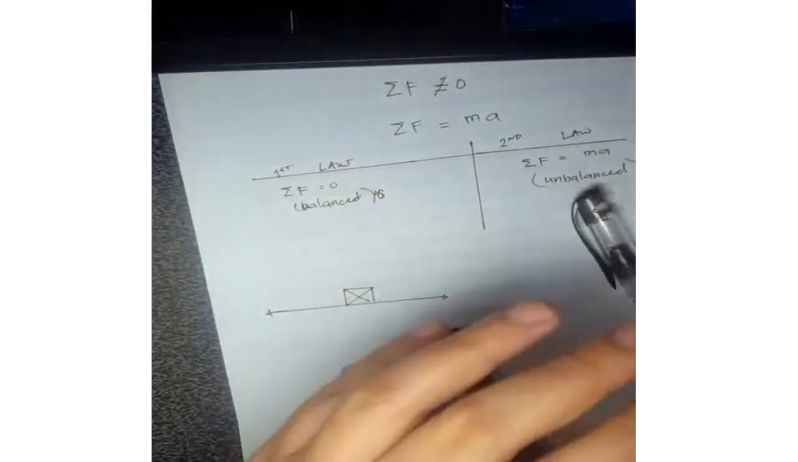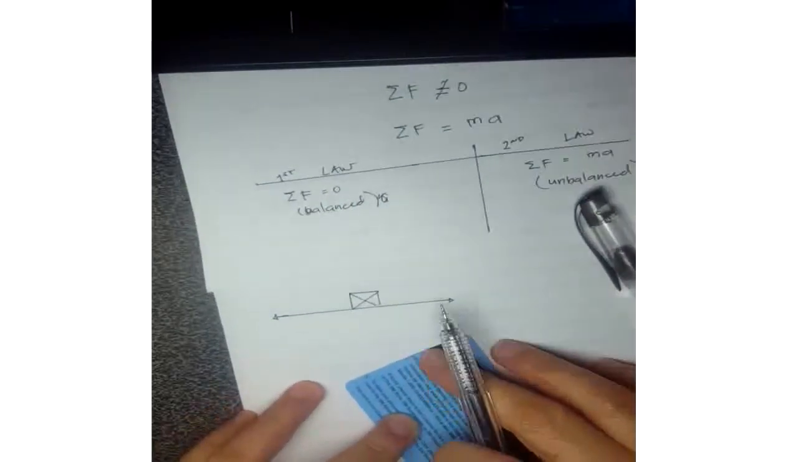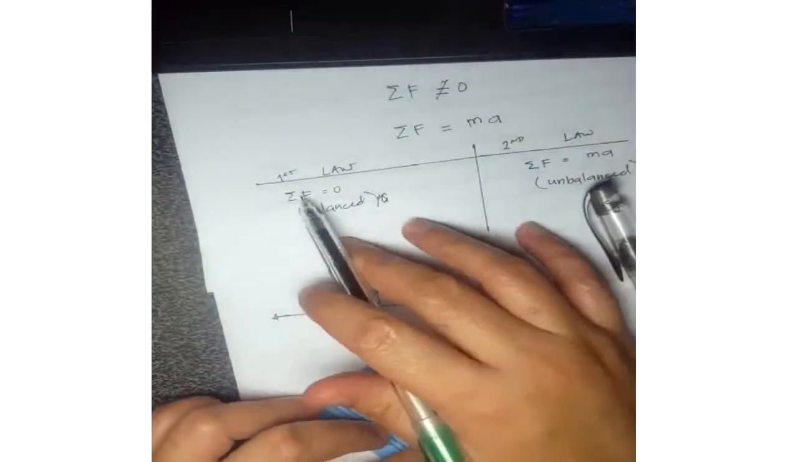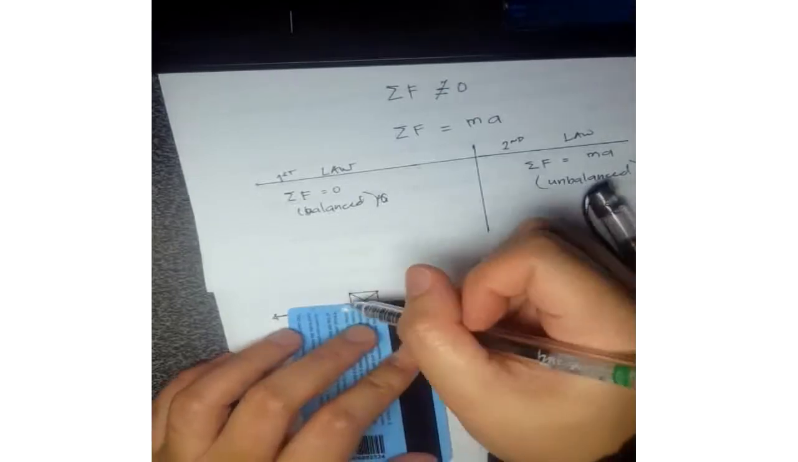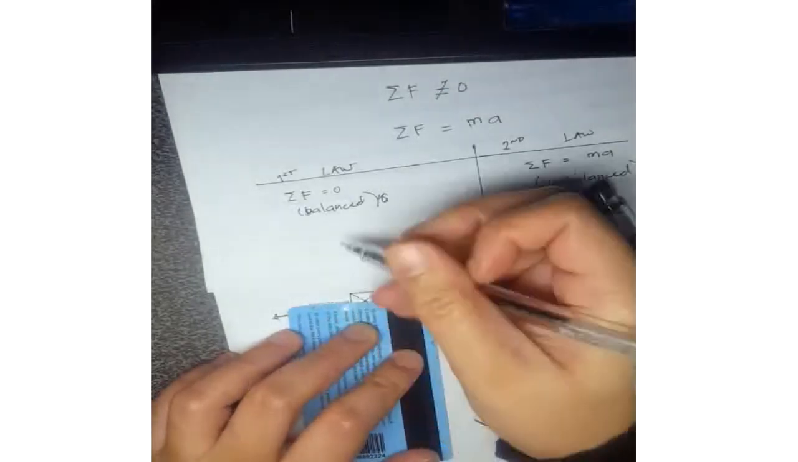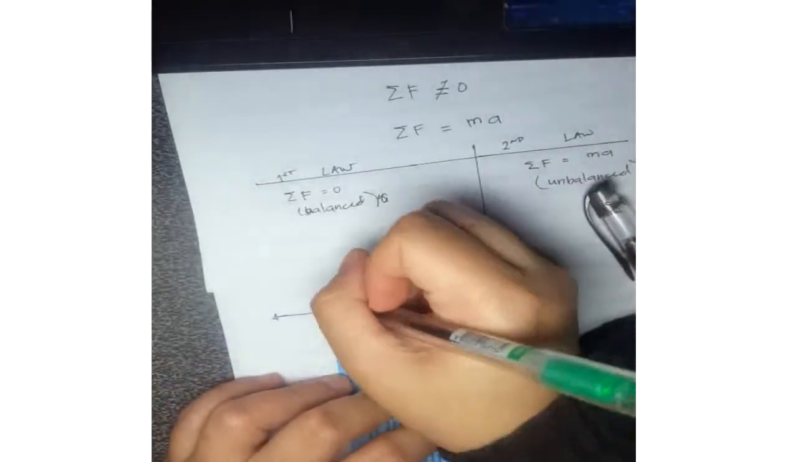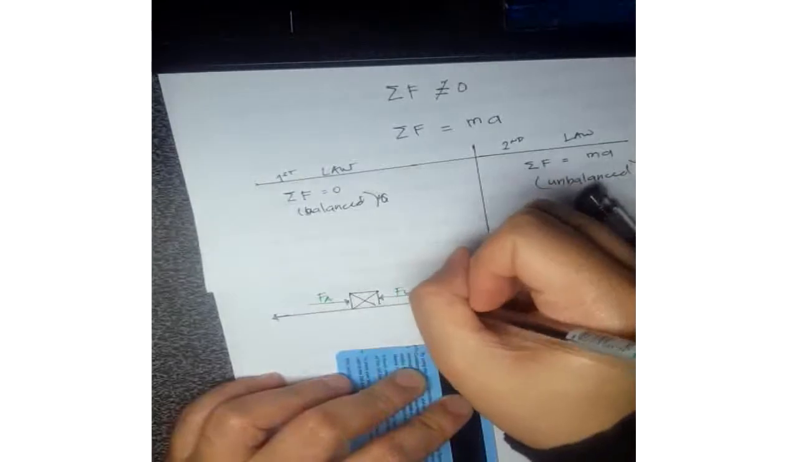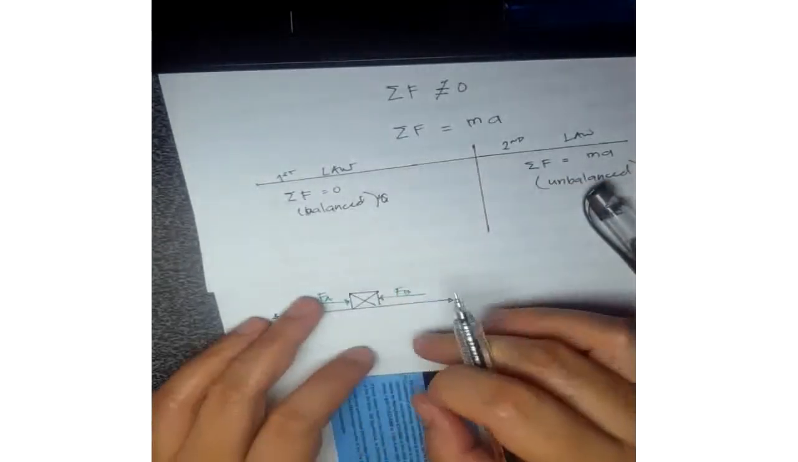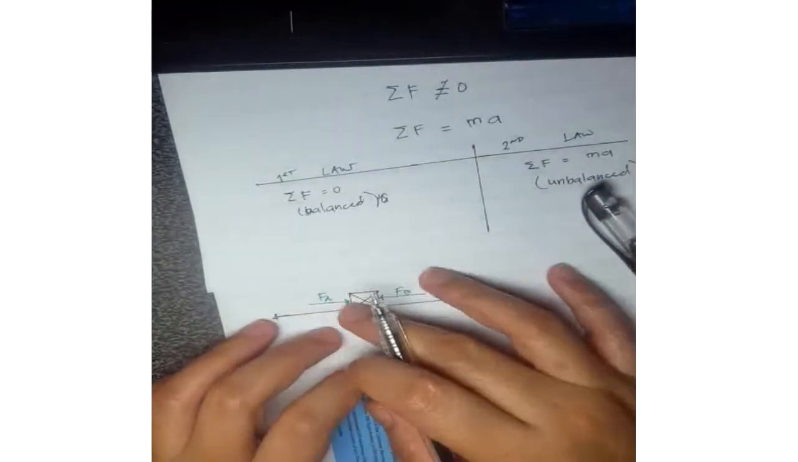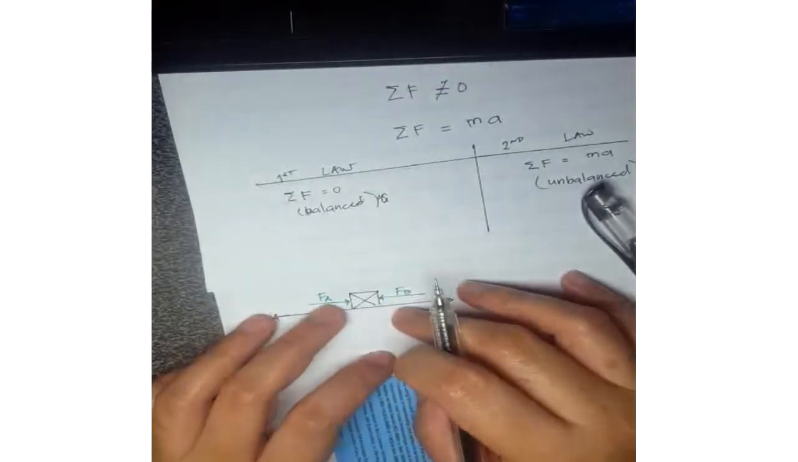and since in the first law, the summation of forces is equal to 0, then the forces acting on this object have the same magnitude but opposite direction. So there are two forces acting on an object but with the same magnitude.